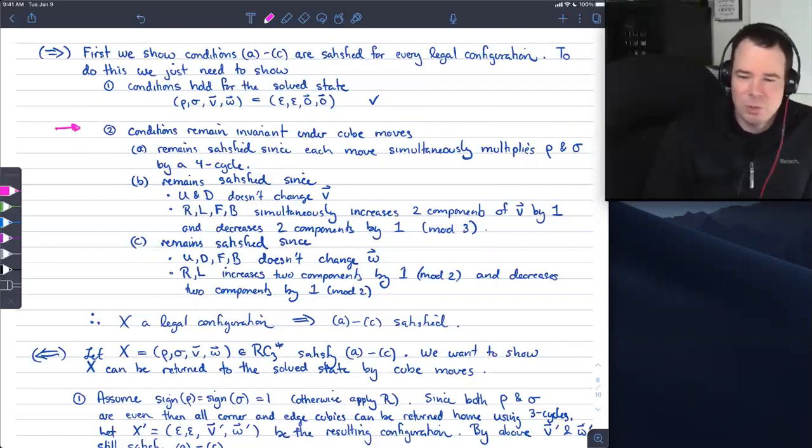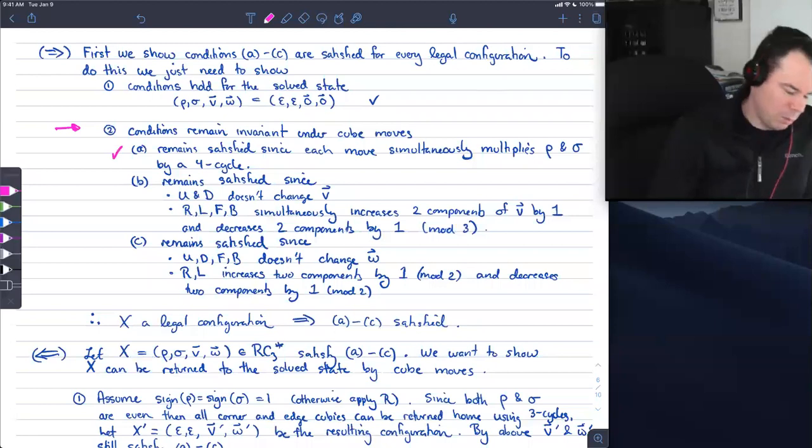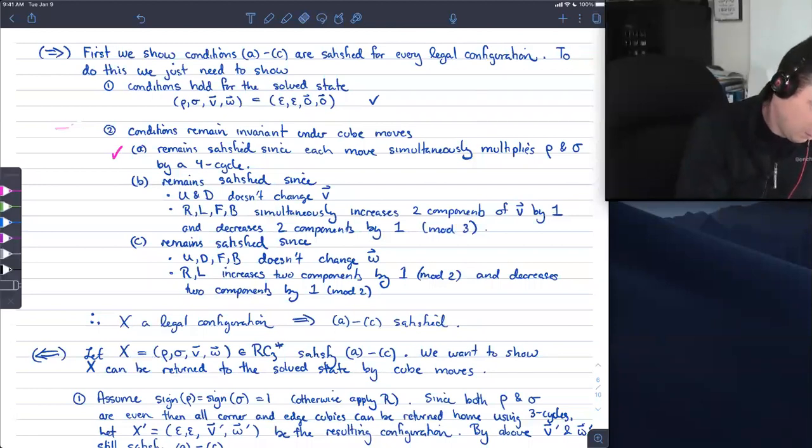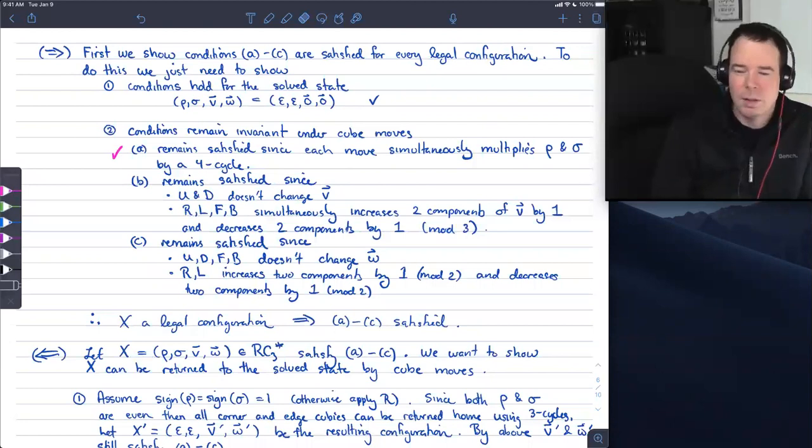The parity condition remains satisfied, since when you do a move, you simultaneously multiply rho and sigma by a 4 cycle. And so that simultaneously changes the parity of rho and sigma. They go from odds to evens or evens to odds, but if they both were the same parity before, they're both the same parity after. So parities remain invariant. When you do a move sequence, or a basic move, or even a sequence of them together, the parities of the permutations are the same. Both the corners and the edges have the same parity before the move as they do after the move.